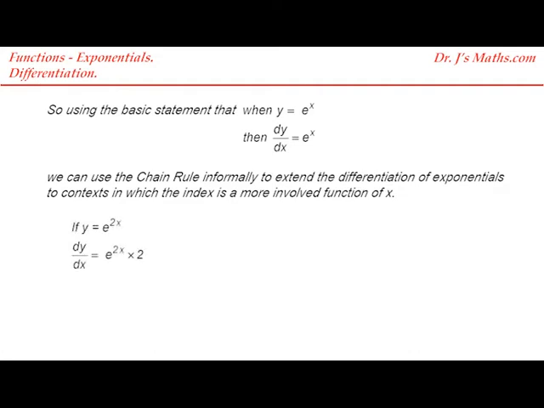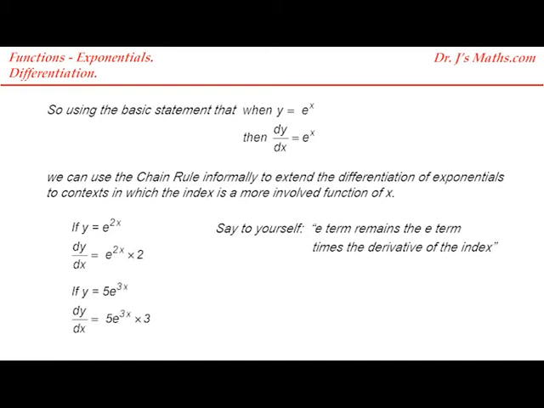So, for example, if we have y is equal to e to the 2x, now I want you to say to yourself, the e term remains the e term, and we're going to multiply by the derivative of the index. So e to the 2x goes to e to the 2x, just write that down, then multiply by the derivative of the index, which is 2. Tidy it up, it becomes 2e to the 2x.